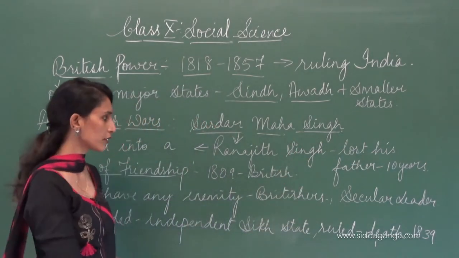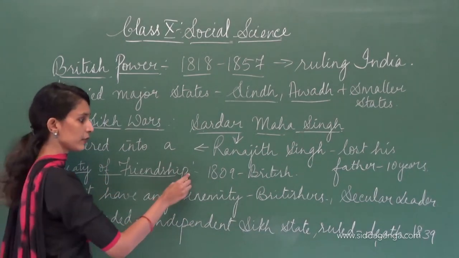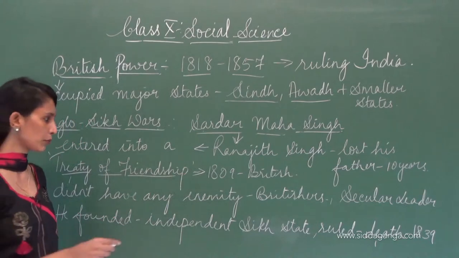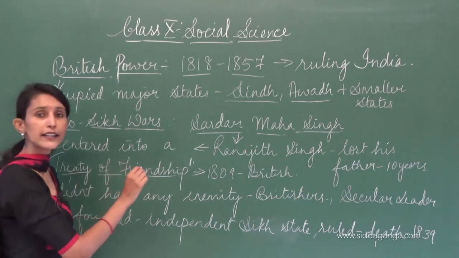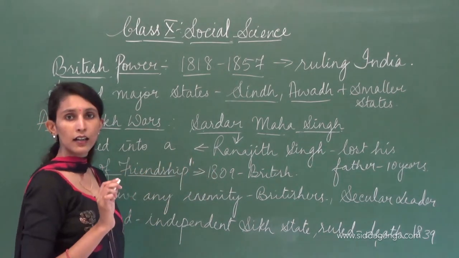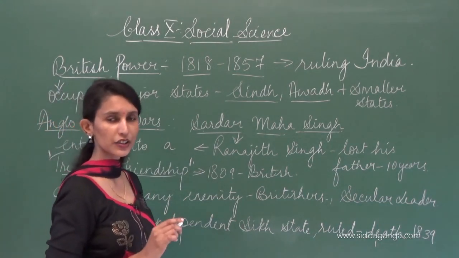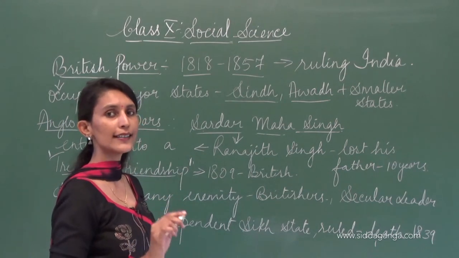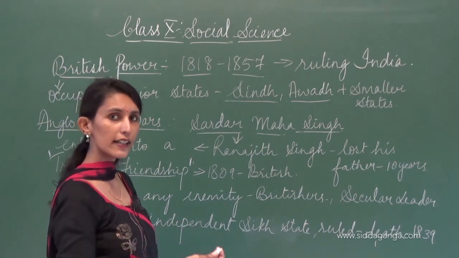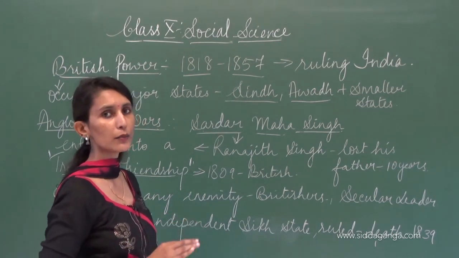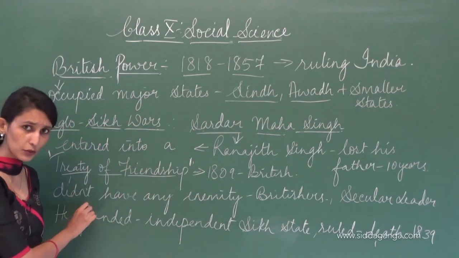So what he did was sign a treaty with the British known as the Treaty of Friendship. Did you understand this? In 1809 with the British. With this treaty, he gave a condition saying that we shall be friends and not enemies anymore. That means I will help you in my kingdom here, and in turn, when you are in India, help me throughout by ruling the kingdom. That was the treaty that they signed. That's what I've written here again.